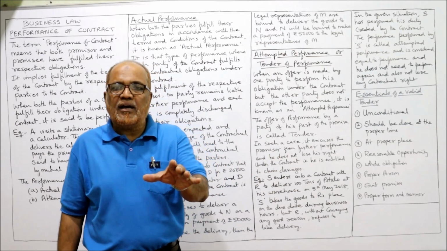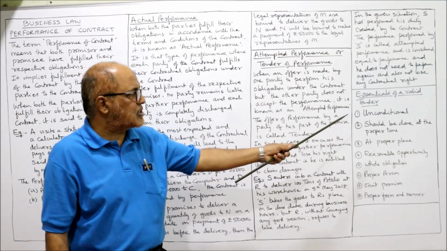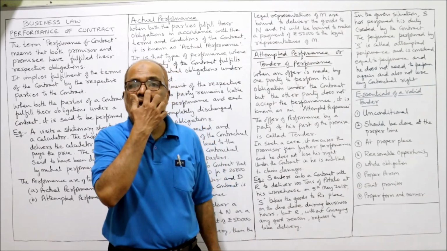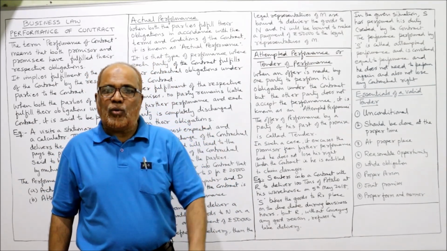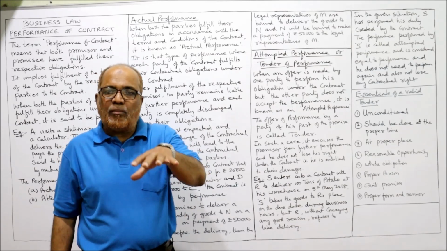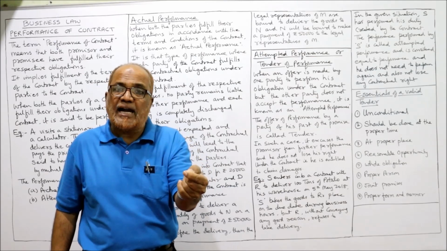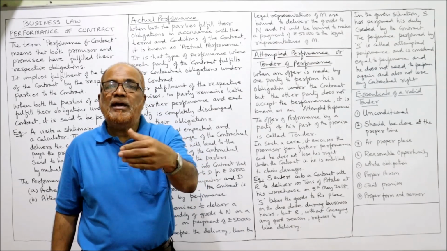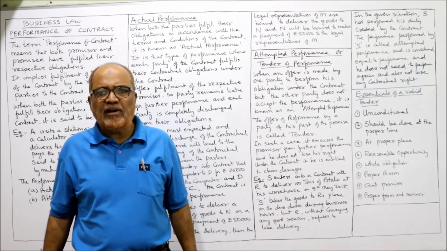So when can a tender be called an effective or valid tender? There are some conditions. The first condition is that it must be unconditional. When the promiser is delivering the goods, when the promiser is performing his promise, it should be unconditional. If a condition is attached, then the tender will be invalid. It is not a valid tender. That means we will definitely not accept it.